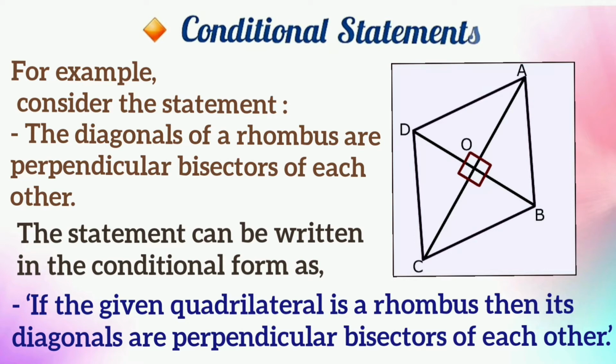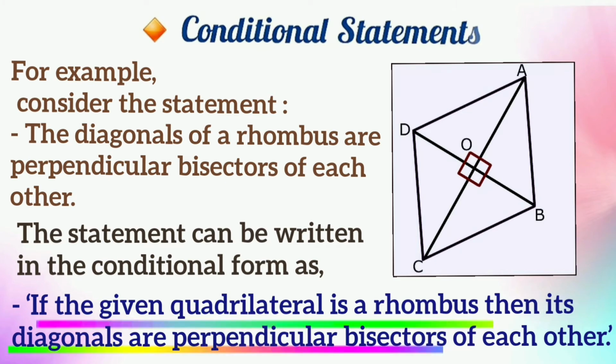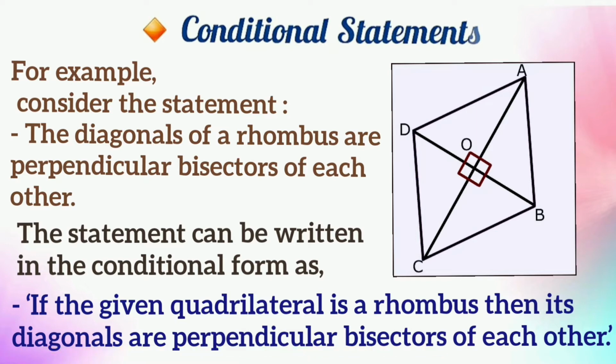So here, what is the antecedent? The part which consists of if. And what is the consequent? The part which has then. So now we have seen an example of a conditional statement. It is nothing but a statement having if and then.